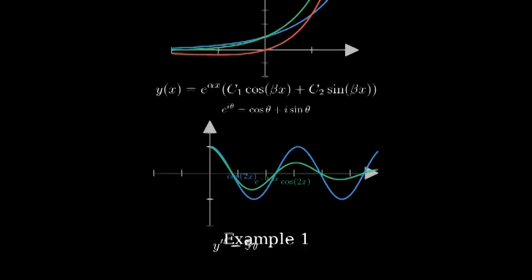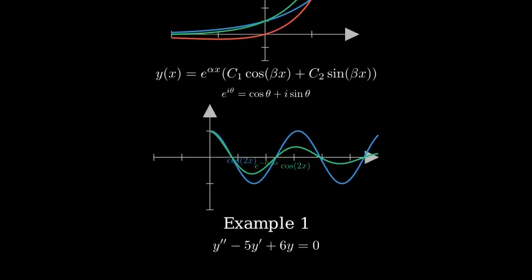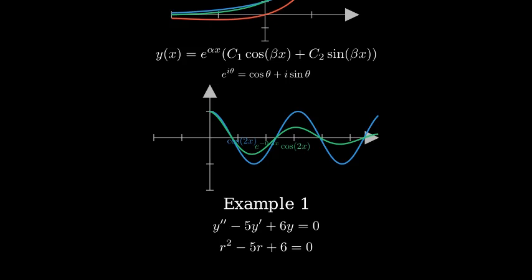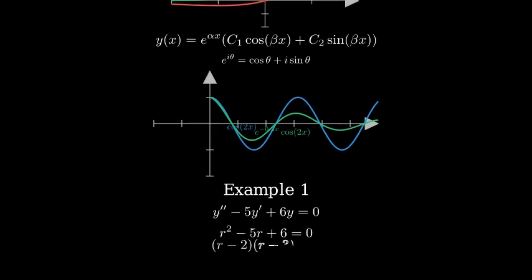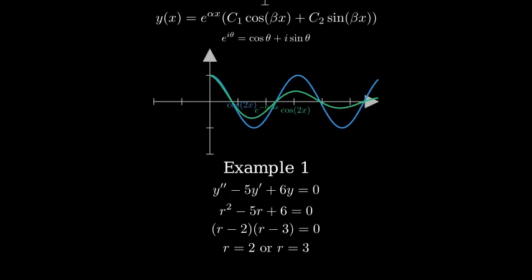Example 1. Let's solve y'' - 5y' + 6y = 0. The characteristic equation is r^2 - 5r + 6 = 0. Using the quadratic formula, we find that r = 2 or r = 3. Since these are distinct real roots, the general solution is y = c1 e^(2x) + c2 e^(3x).